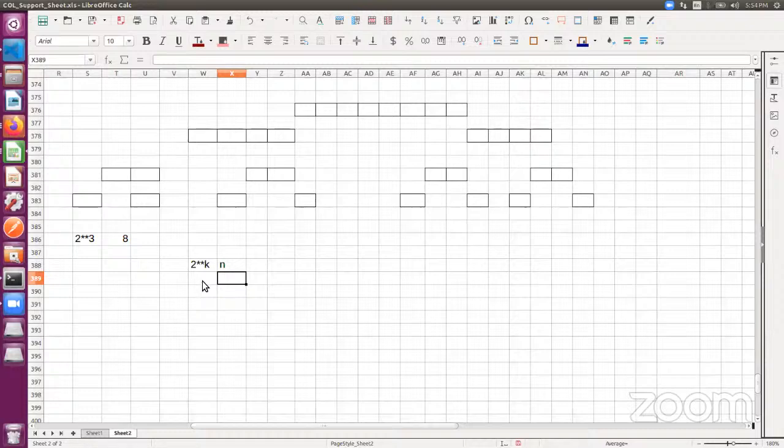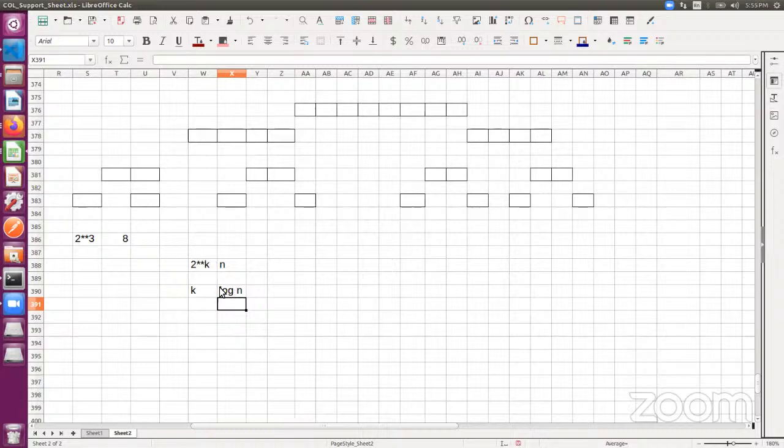Log n, right? Okay, taking log on both the sides. So log 2 power k and log n. And obviously it is base 2. So log 2 power k is k, right? And then log n is log n only. Understood? So k is equal to log n.